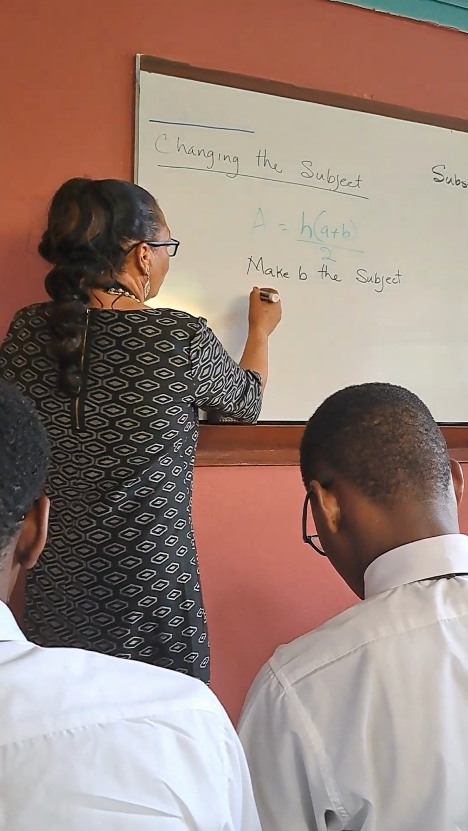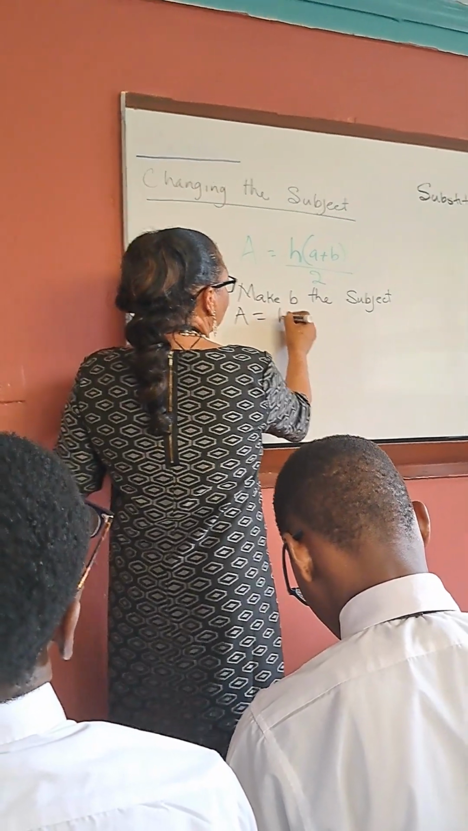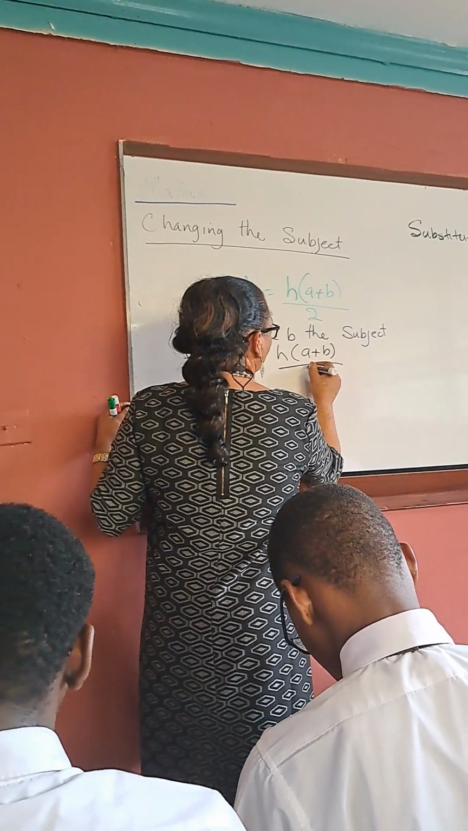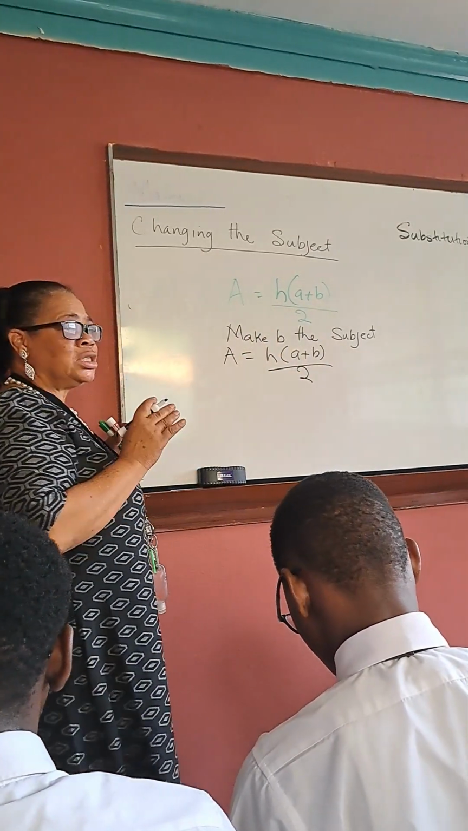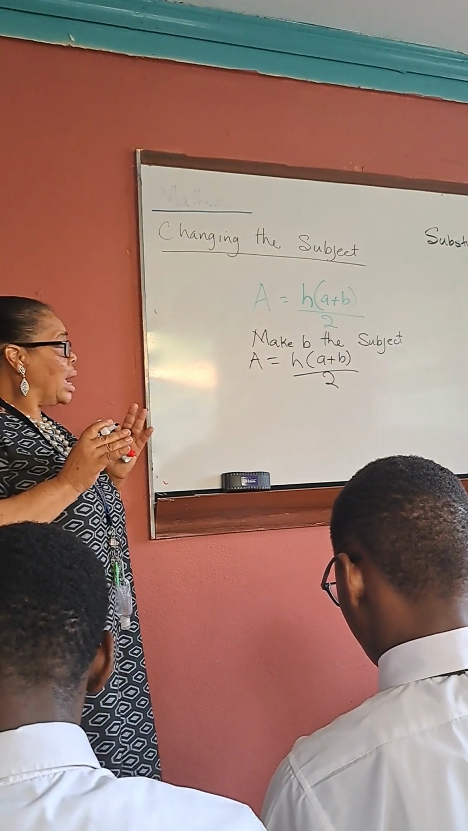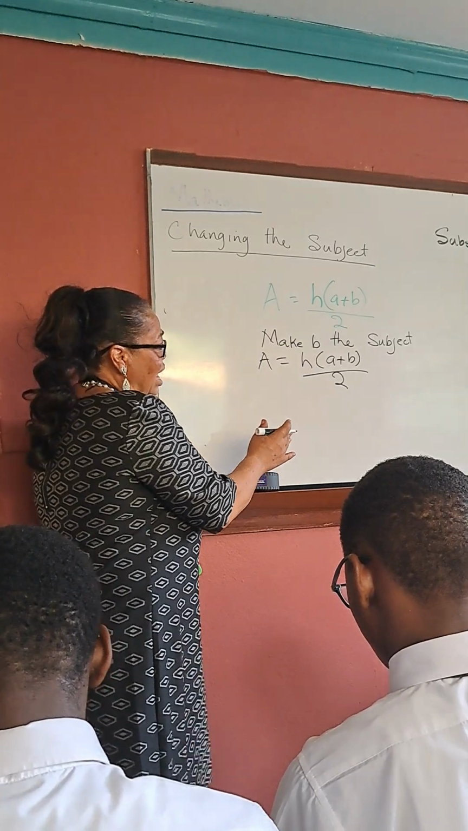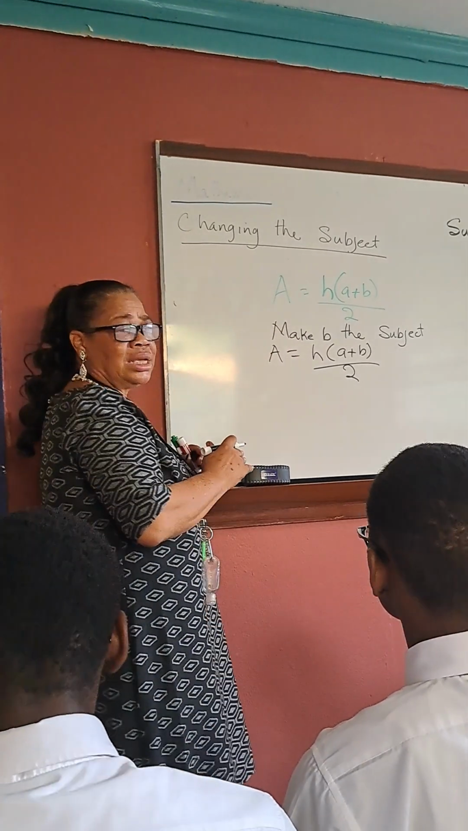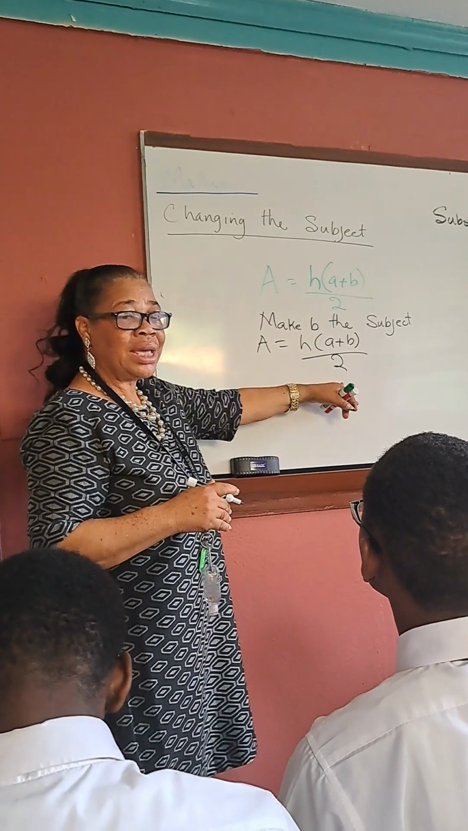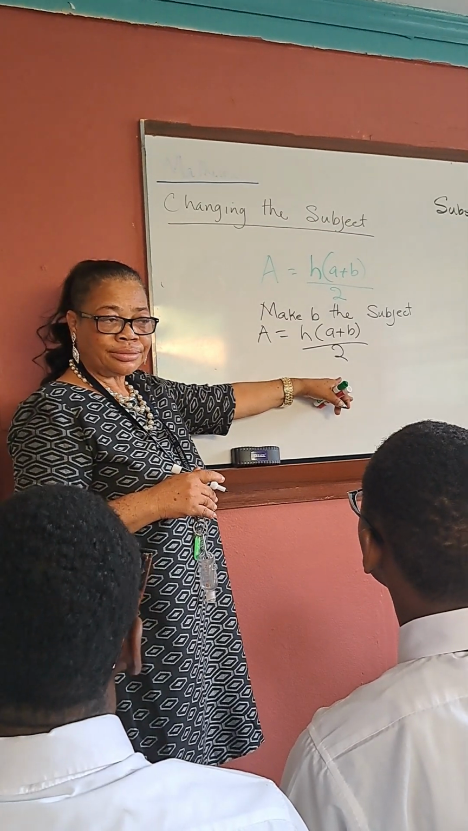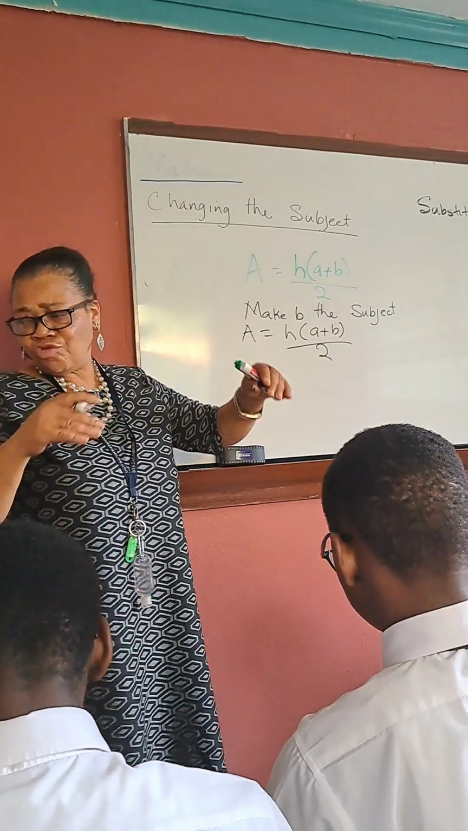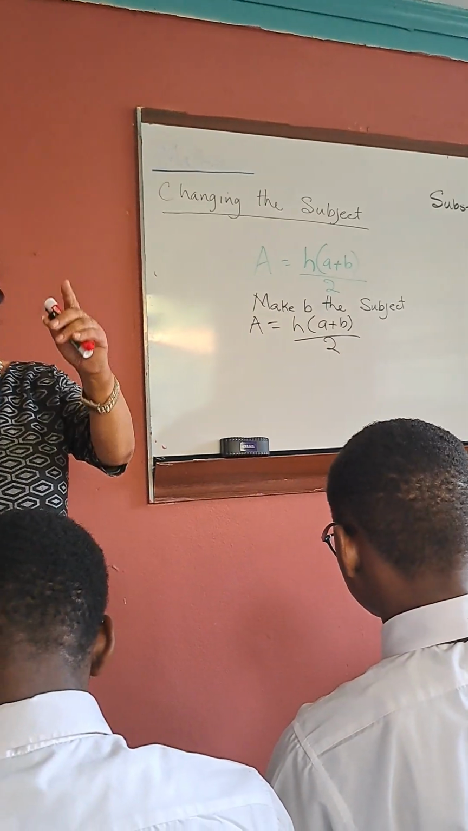Let's see. We have A equals H times A plus B over 2. What I normally do is look for the easiest thing to move over. Just looking at this, I think 2 is the easiest thing to move over, because it's all by itself right down here. It doesn't have any company, so I don't have anybody else to drop. I just go and jump over.